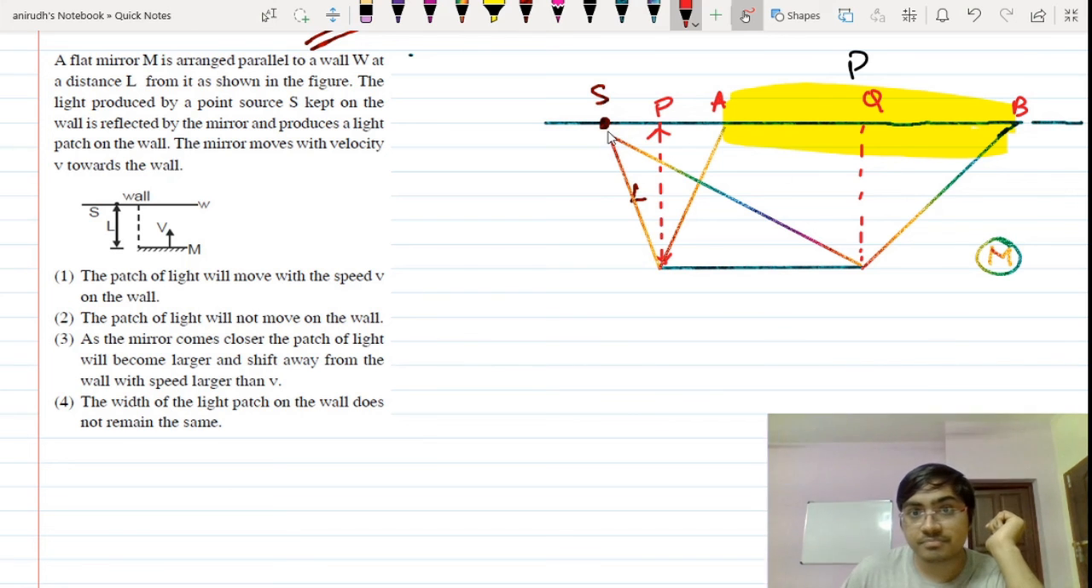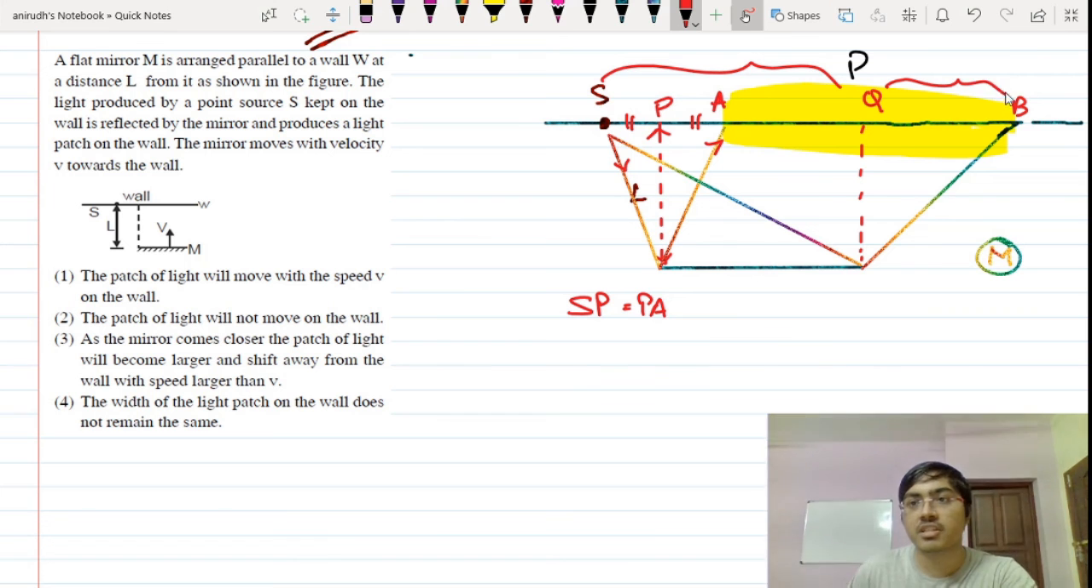Now tell me, this ray of light is going here, hitting the mirror and coming back. So SP is equal to PA, isn't it? So I can write SP is equal to PA. Similarly, I can write SQ is equal to QB. See, this much distance and this much distance should be equal. Although it is not very clear from the diagram, these lengths should be the same. The length of SQ is equal to the length of QB, although I could not make it exactly correct in the diagram.